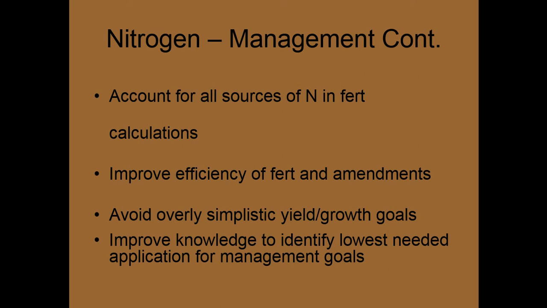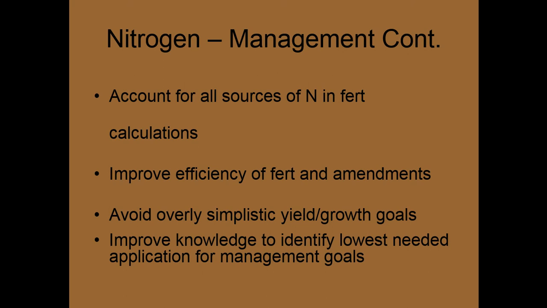Again, account for the organic matter portion of nitrogen inputs in our fertilizer calculations, and then improve the efficiency of our fertilizer and amendments. So this gets down to that timing when plant demand is highest. It's also important to avoid oversimplistic yield growth goals. This is in agriculture, there's always their break-even point, but sometimes we need to think of our ecological impact.